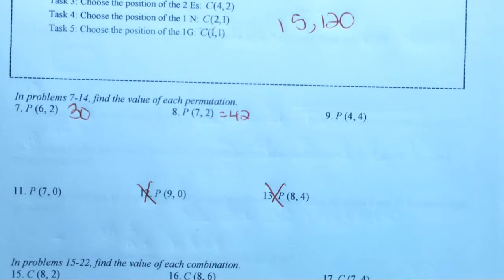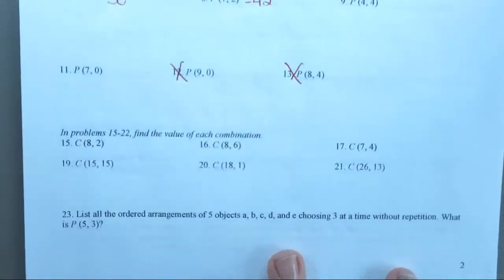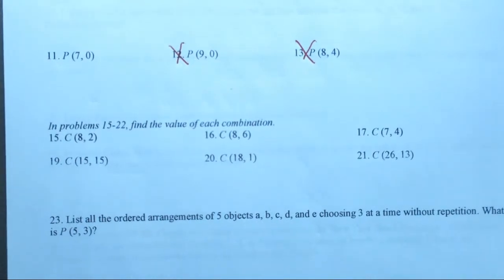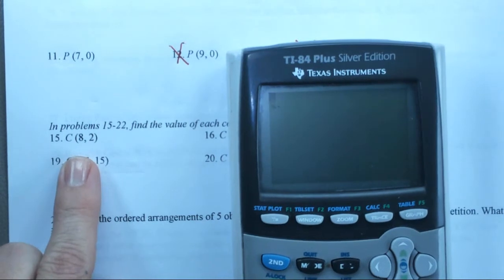15 through 21. In 15 through 21, these say find each combination. So again, this is some more calculator stuff. So we're going to use the combination button this time.